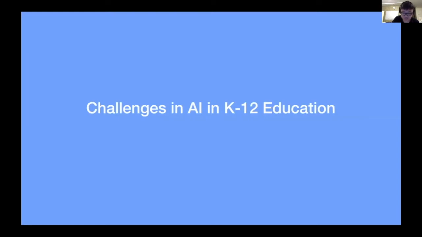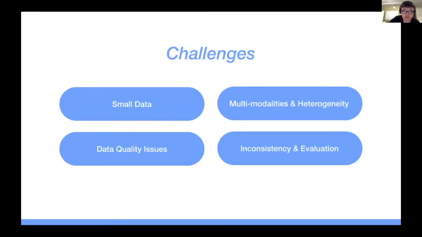Okay, so in the second half of this part, I will quickly go over all the challenges of AI in K-12 education. Briefly, there are four challenges when applying AI in K-12 education. The first is small data. The second is multimodalities and heterogeneity. The third is the data quality issue, and the fourth is label consistency and the evaluations. I will introduce each of them later.